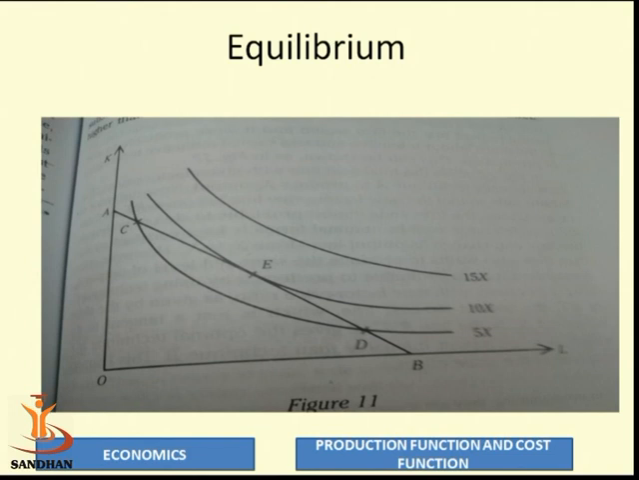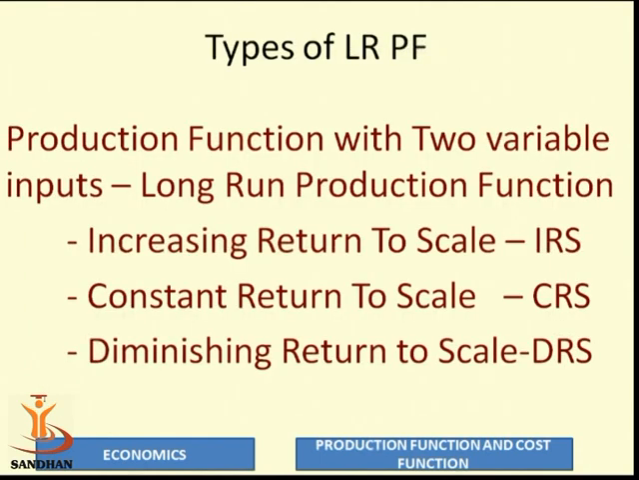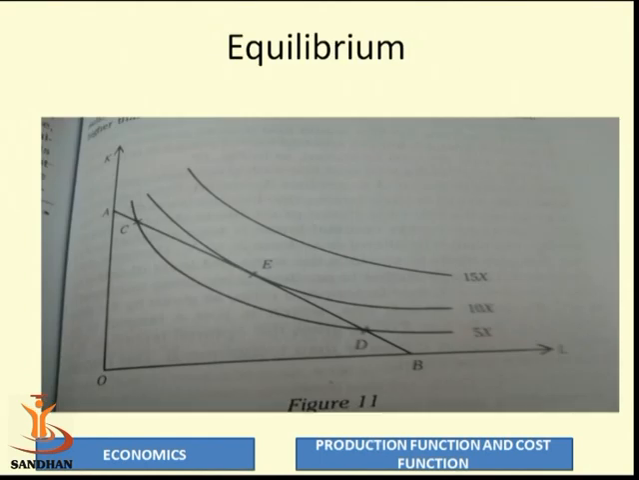Now you see the equilibrium point. We can also say the least cost input-output combination. The three curves show the isoquant curves, and the line is the iso-cost line, and the point E is the point of least cost combination, where you get the maximum output with minimum cost. That's ultimately the objective of a firm.